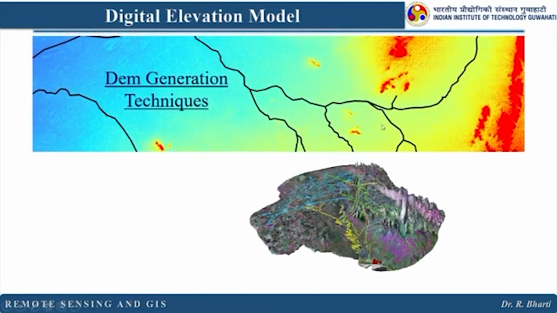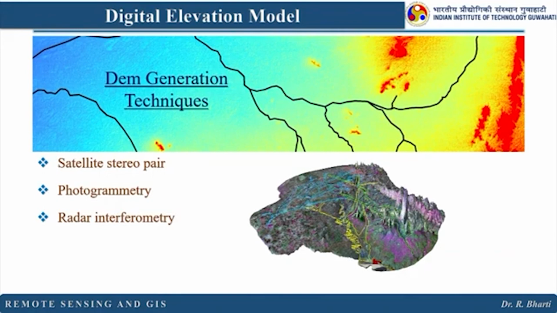Now let us see what are the different techniques we use to generate a digital elevation model. The first one is using a satellite stereo pair, the second one is photogrammetry, the third one is radar interferometry, the fourth one is laser altimetry, and the last one is contour lines. Once you have contour lines, that means the contours have the height information, then you can use different interpolation techniques or a TIN to generate your digital elevation model, which I have explained in the GIS lectures.